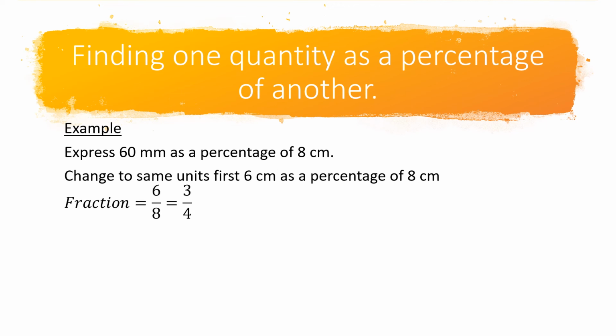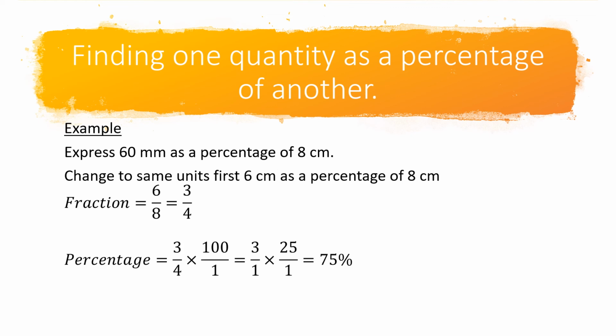From here we put it into a fraction and we have 6 over 8, which we can simplify to 3 over 4. Next we will multiply it by 100 to change it into a percentage. So we have 3 over 4 times 100 over 1. We can simplify the 4 and the 100 by dividing by 4, and we will have 3 over 1 times 25 over 1. If we multiply across the top and the bottom, we find that we have 75%.